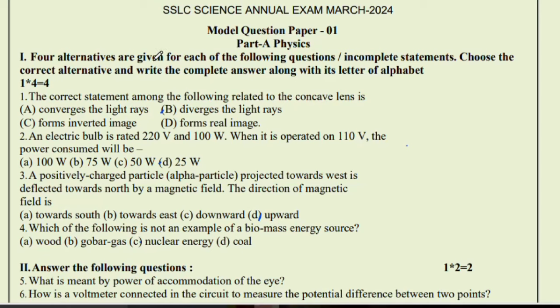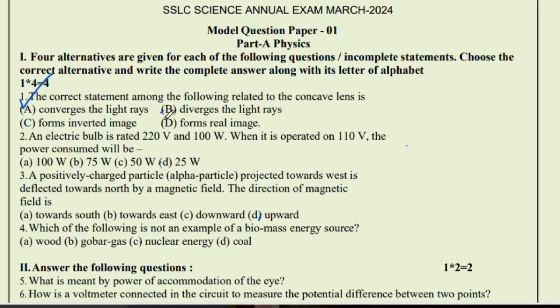First part here, physics. Four alternatives are given for each of the following questions or incomplete statement. Choose the correct answer and write the complete answer along with its letter of alphabets. Four questions are there. First question, the correct statement among the following related to the concave lens.